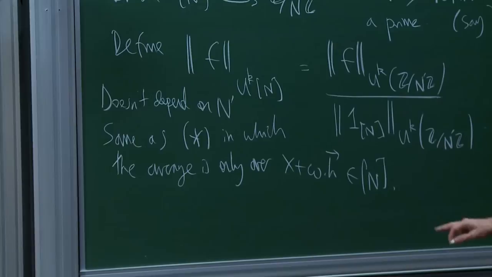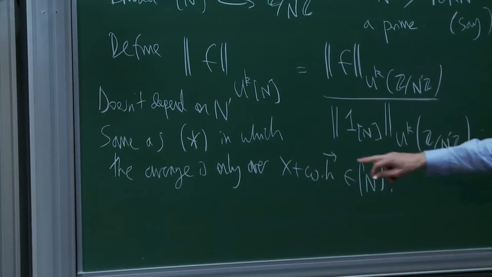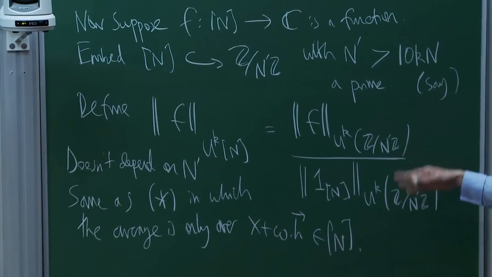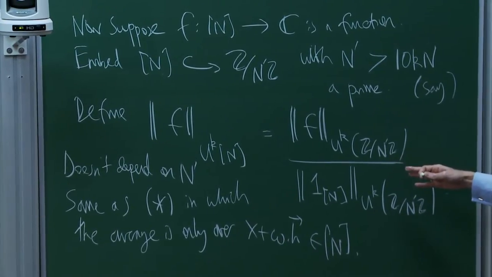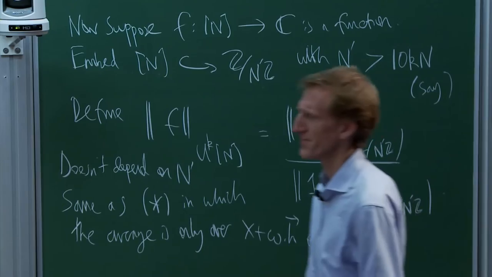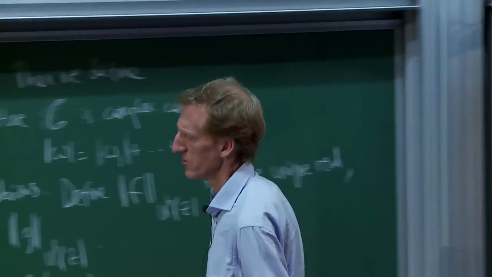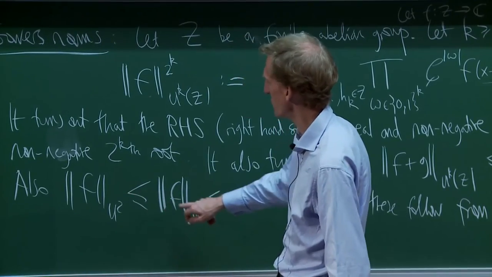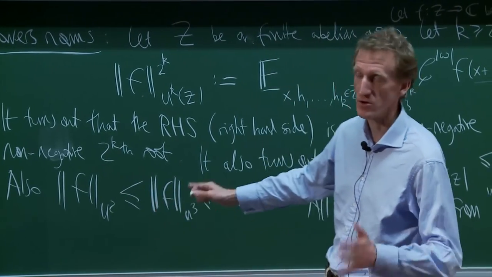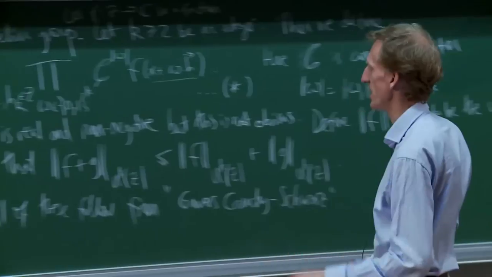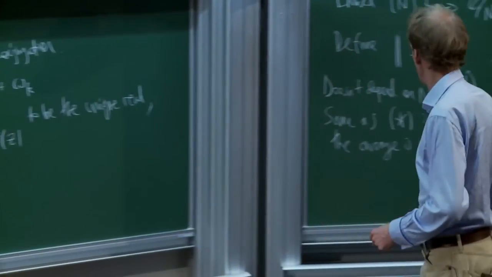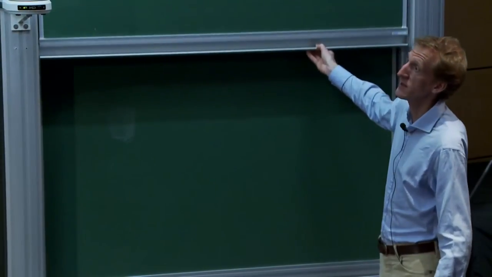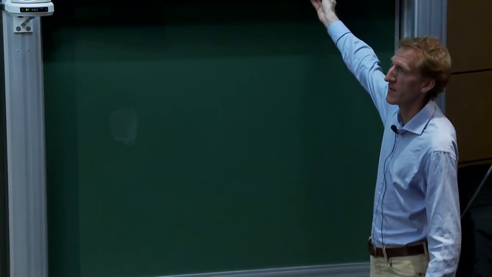I'm not going to dwell too much on the precise distinction between the norm on functions up to N and the norm on this group. They're really the same up to a constant factor. You just slightly lose some properties, like this monotonicity is not quite true. You have to include some extra factors of two and things. But more or less, they're the same. So I've at least defined the Gowers norms.